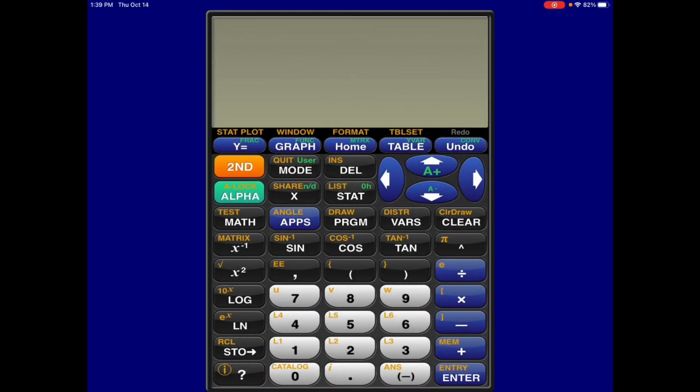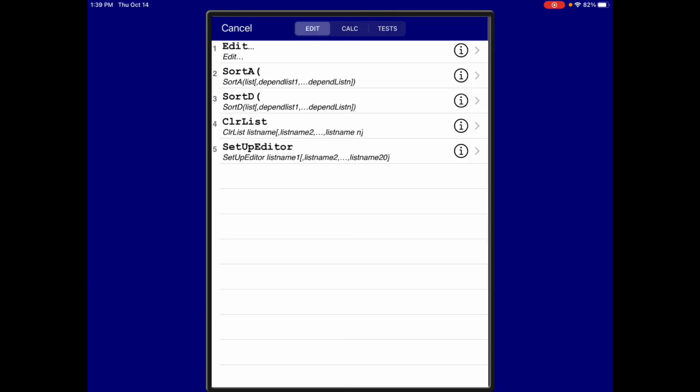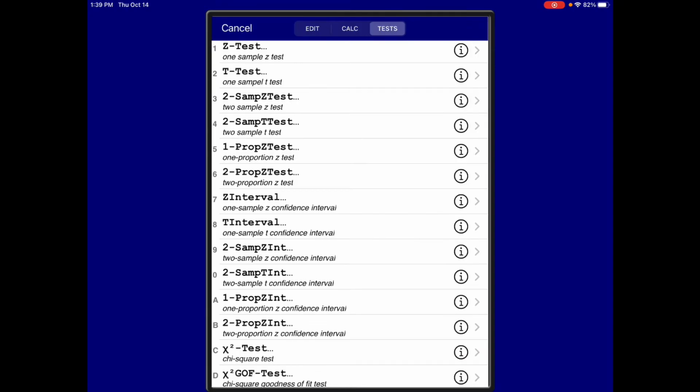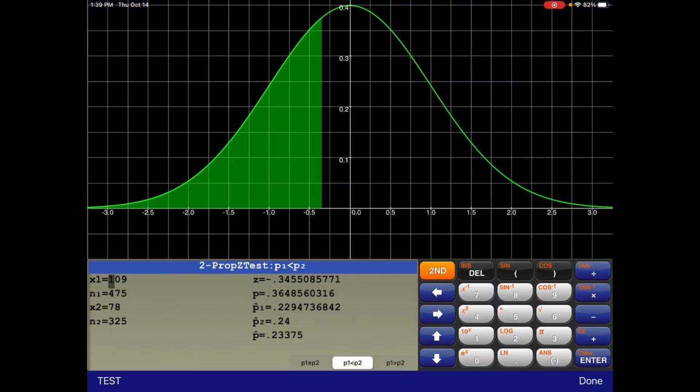On your graphing calculator, you're going to go to stat, scroll right to test, and then find 2 prop z test. You need to enter in the values of x1, n1, and x2, n2. Make sure you enter those in correct. And then you also need to select your alternative hypothesis, which is going to be P1 is less than P2. And from that, select enter, and you're going to get your test statistic along with your p-value.